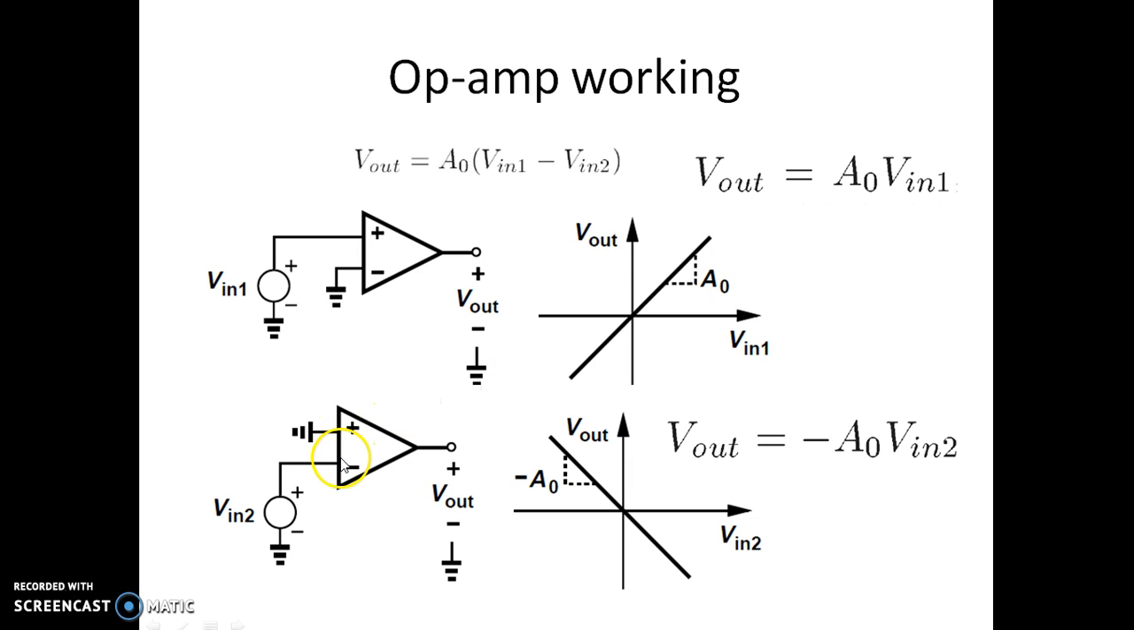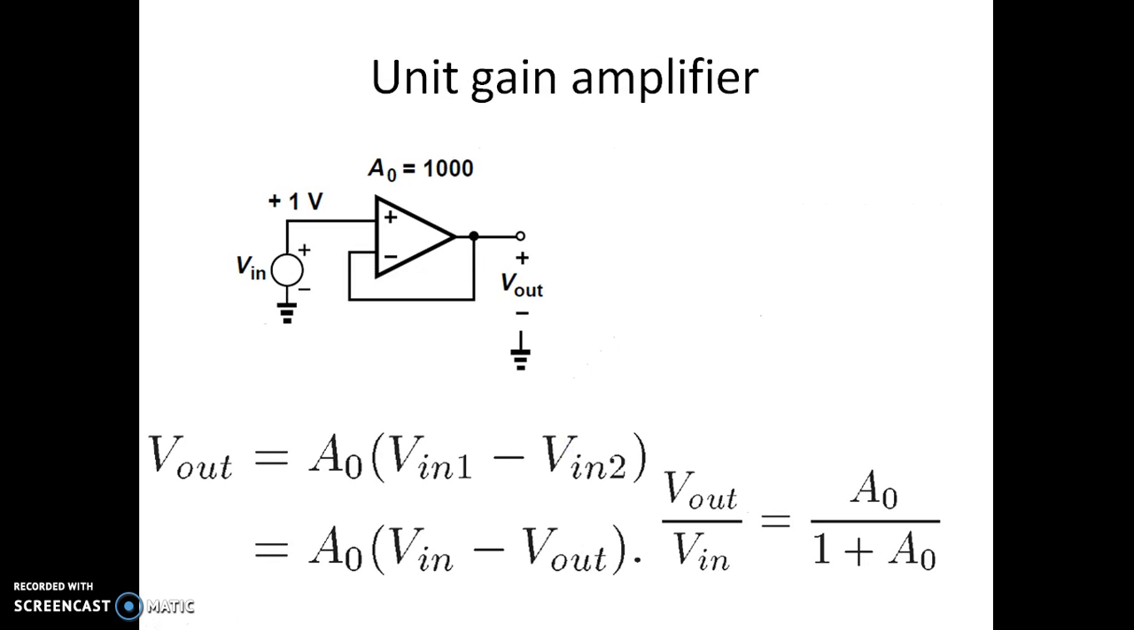Now similarly, in the second circuit, here V in 1 is made 0 and V in 2 is given the input voltage. Now corresponding to the output expression, which is given by A0 into V in 1 minus V in 2, we got the expression as V out is equal to minus A0 times V in 2. So here also there is a straight line with a slope of minus A0. We shall see another application of an amplifier.